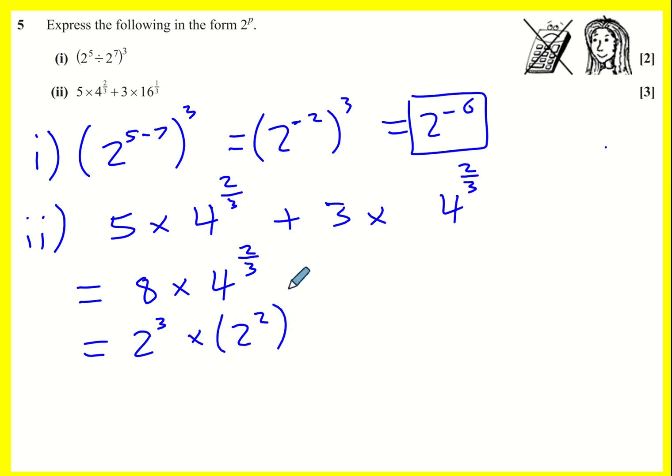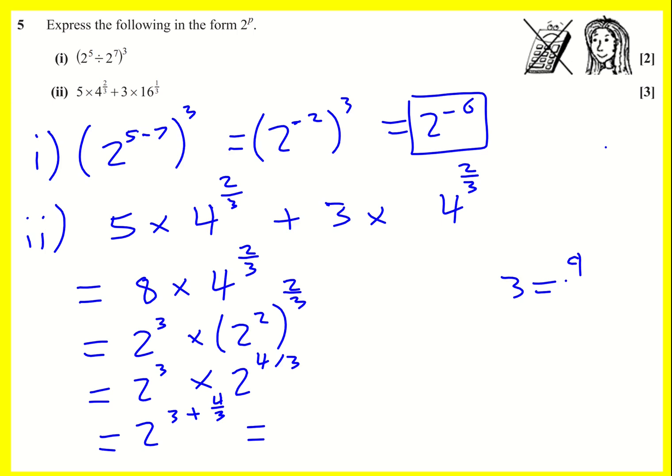So then it's 2 cubed times 2 squared to the 2/3, which is then 2 to the 3 times 2 to the 4 over 3, which is 2 to the 3 plus 4 over 3. Okay, now 3 is equal to 9 over 3 if I write it as an improper fraction. So finally it's going to be 2 to the 9 over 3 plus 4 over 3, and I've got my answer, 2 to the 13 over 3.